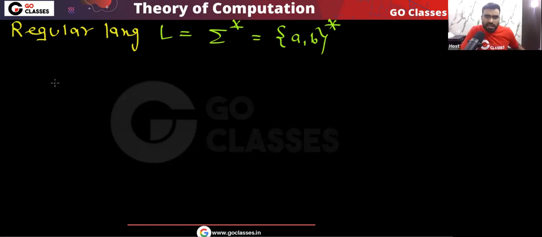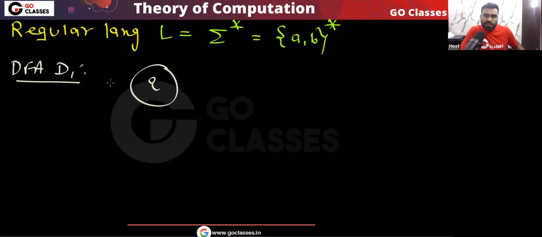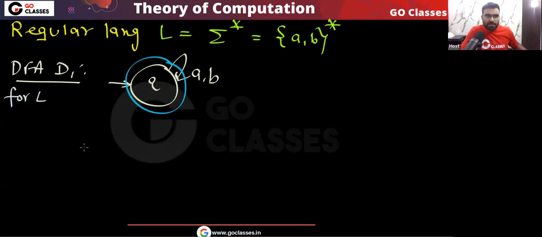Now, for this language, I can create many different DFAs. Notice what I can do. I can create a DFA with a single state. This state is Q, and on a, b I can make it final so that every string will be accepted. So you can easily see that this is your DFA for this language L. Yes or no? So this is the DFA D1 for language L.